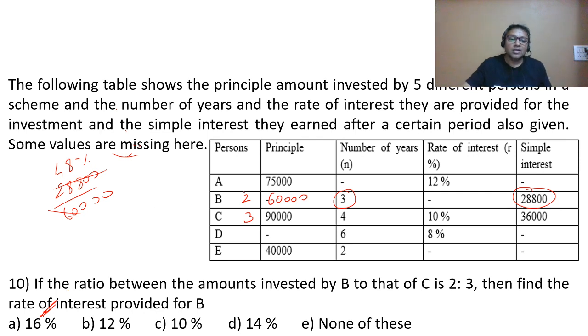Okay, repeat again. Ratio B and C is 3:2. If 3 stands for 90,000, then B will stand for 60,000. In this 60,000, 28,800 is 48% of 60,000, and 3 years, so 3 16s are 48, so 16% every year. Or you can use PNR upon 100. 28,800 is equal to 60,000 into 3 into R upon 100, and solve. You'll get 16%.